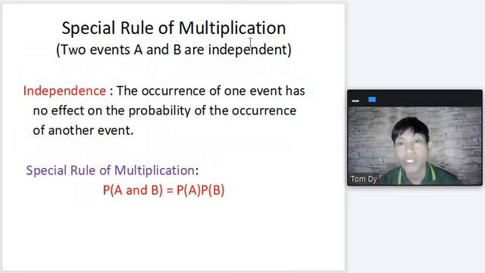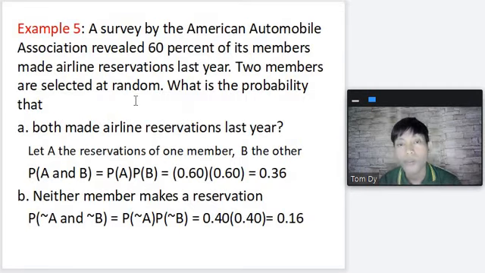So we have here the special rule of multiplication. Two events A and B are independent. If we talk about independence, the occurrence of one event has no effect on the probability of the occurrence of another event. So the special rule of multiplication: the probability of A and B is equivalent to the probability of A times the probability of B. That is the special rule of multiplication. So we simply multiply their probabilities. So we have here our example.